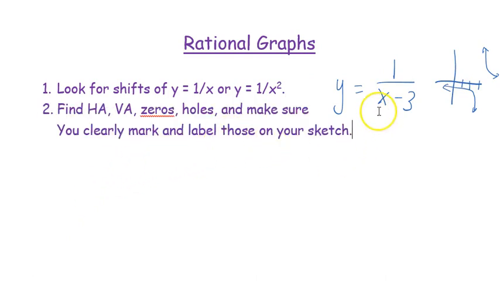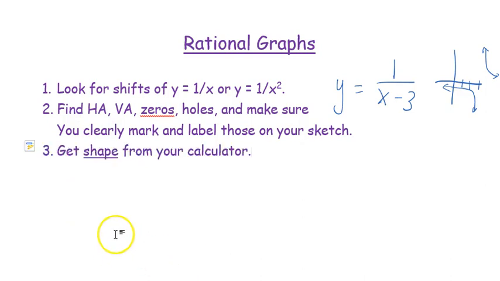Okay, if it's not one of the toolbox functions that you have, then what we did yesterday, or what we did in the previous lesson, applies. So you want to find your horizontal asymptotes, your vertical asymptotes, your zeros, your holes, and then you want to make sure that you clearly mark and label those on your sketch so that you are including everything that is important about that graph. Once you have those marked, you want to get the shape from your calculator.